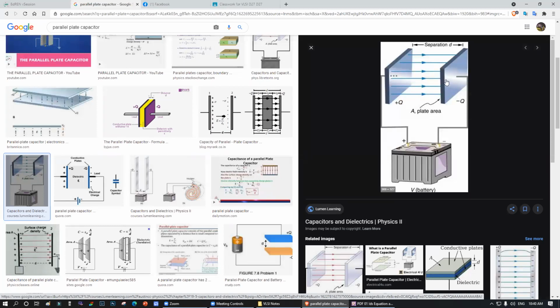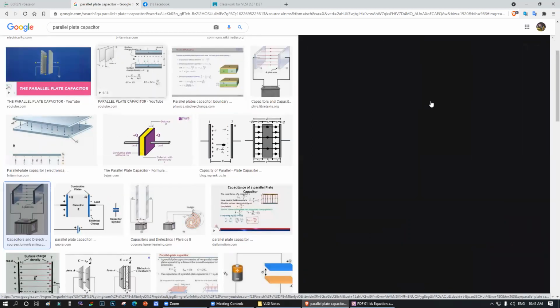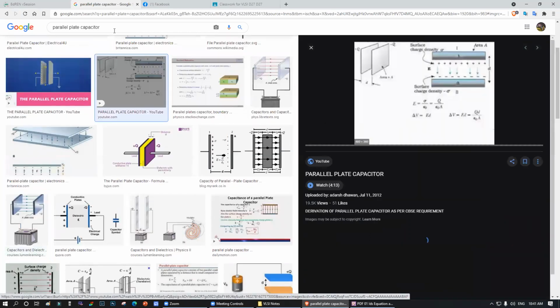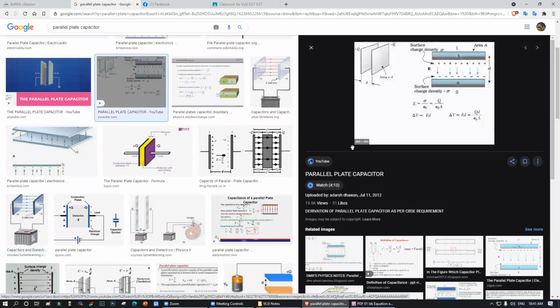The area is always length and width, right? What is the area of a rectangle? Length into breadth, right? Length into breadth. And the separation is D. And what is the equation for this? You can see the equation here. So some equations are there. Okay. But we are not going to see that. We have our own slide for this.